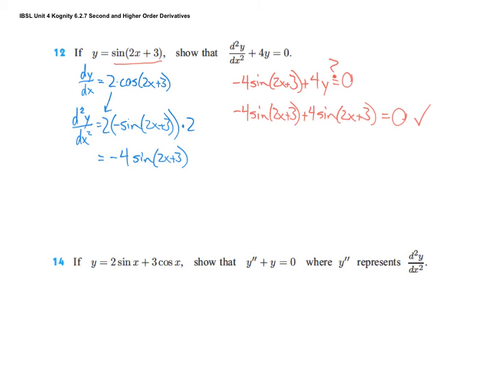Alright, so those are a few examples there. The concept is very simple. When we get to applying them, yeah, it gets a little more complicated, but it's really not that bad. No more than applying the first derivative. It just gives us different stuff.